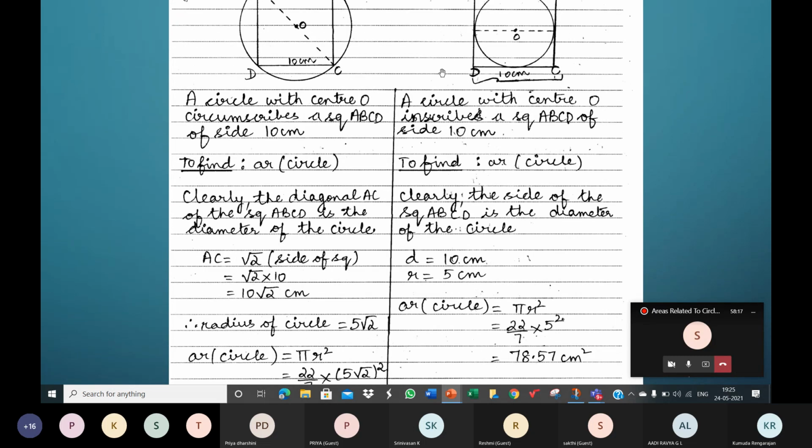What? Circle, ma'am. Circle. So the radius is 5 centimeters. Radius is 5 centimeters.